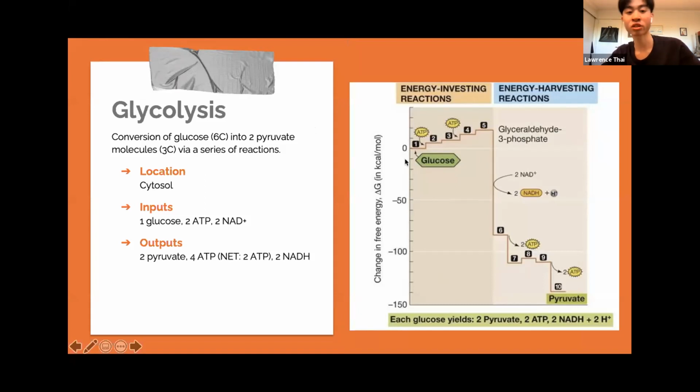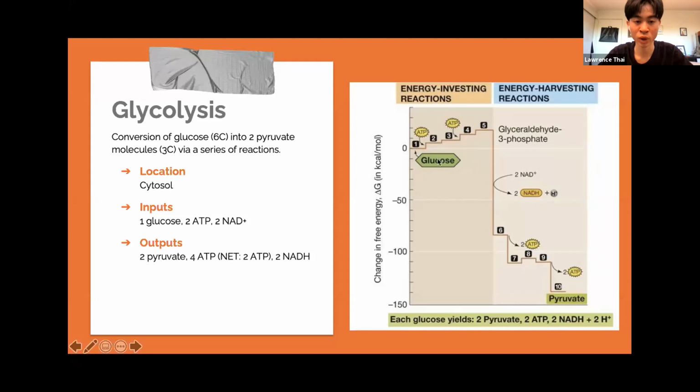And it's kind of counterintuitive because you have to put in 2 ATP at the start in order to yield 4 ATP. So we get a net yield of 2. It's kind of like how you have to invest some money into yourself before you can start making money. It's literally like that. The function of the ATP is to destabilize the glucose so that more energy can be extracted when it becomes pyruvate.